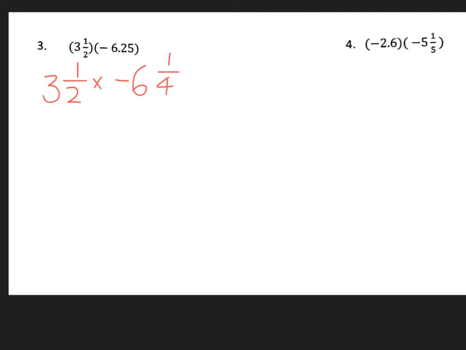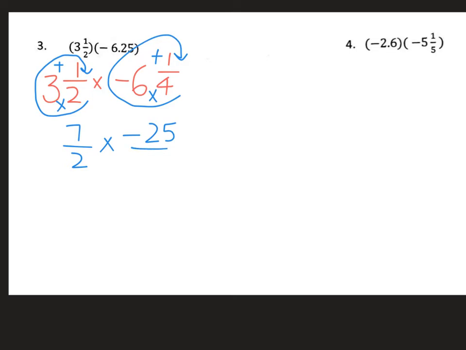From here, we need to cartwheel or change both mixed numbers into improper fractions. You have to have improper fractions before you can multiply. So 2 times 3 would be 6, plus 1 is 7. So this becomes 7 over 2. Bring down my multiplication sign. 4 times 6 is 24, plus 1 would be 25. I'm going to keep my negative sign, so that would be negative 25 over 4.